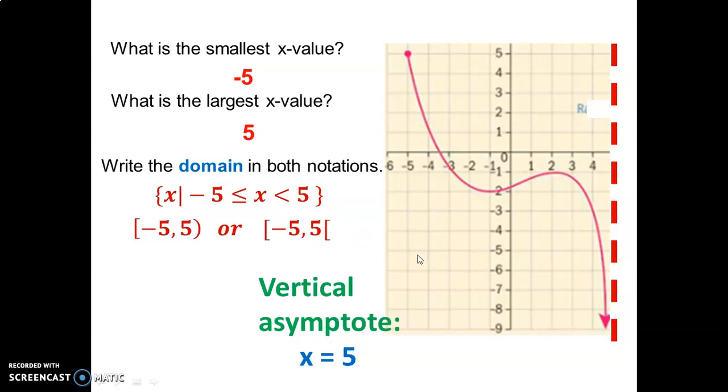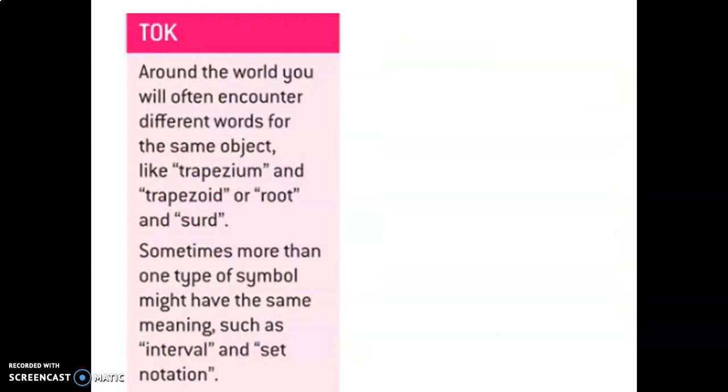Now, there was a TOK question for you as well. It says that around the world you will often encounter different words for the same object, like trapezium and trapezoid. Maybe you've heard both those words or just one, but they are just one word. One is used in the UK and one is used in the US. Or other words like root and surd, which basically have the same meaning, like square roots and surds.